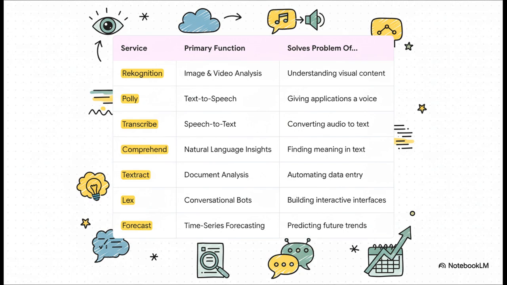We started by giving our apps senses, sight with Rekognition, a voice with Polly, and ears with Transcribe. Then we gave them the ability to understand language and documents using Comprehend and Textract. And finally, we leveled up to real intelligence, building conversational bots with Lex and predicting the future with Forecast. Every single one of these is like a powerful Lego brick you can use to build something amazing.